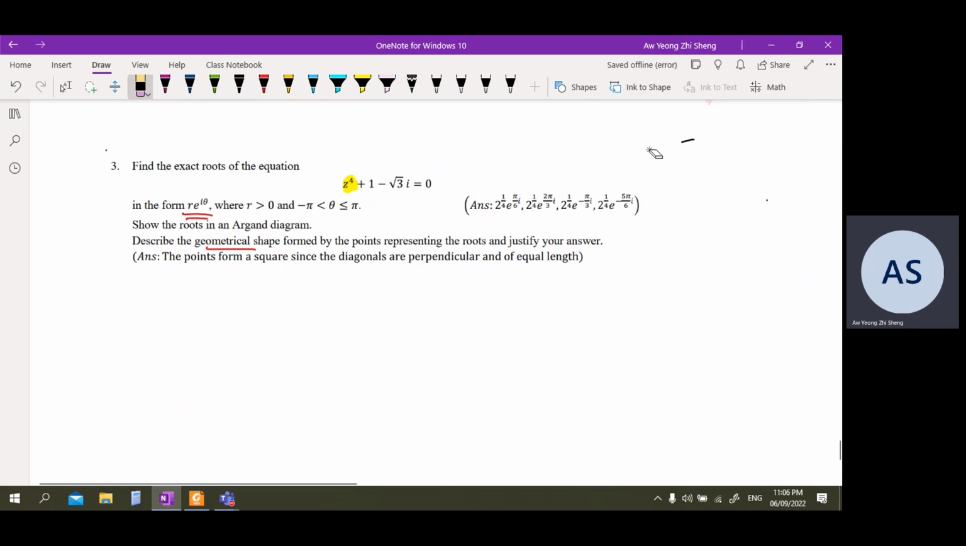So in this current question here, you don't need to attempt to factorize anything. You also don't need to try to guess the root and all that, because z only appears in one term. So the first step that you should do is actually to rearrange this equation such that you have z power 4 equals to a complex number.